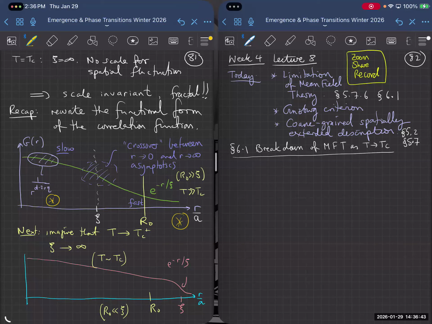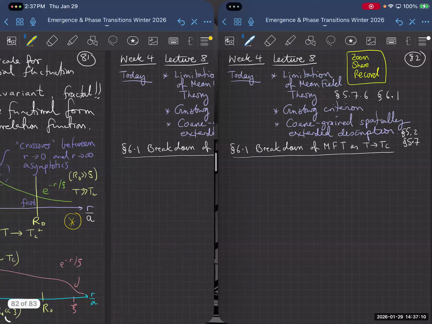You choose your distance where you're measuring the correlation function, let's say 10 miles. As I get closer and closer to Tc, eventually the correlation length becomes 100 miles. Instead of r being much greater than the correlation length, now r is much smaller than the correlation length, and you sample a different regime of the correlation function. And that was shown on these two graphs on the left-hand side.